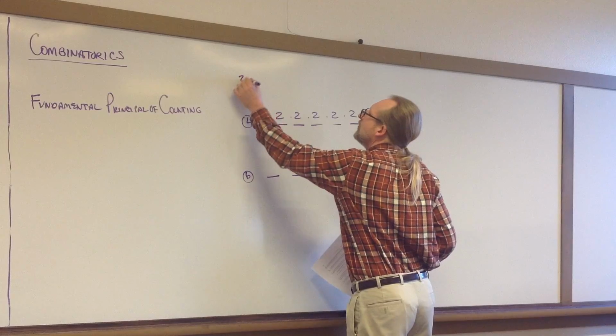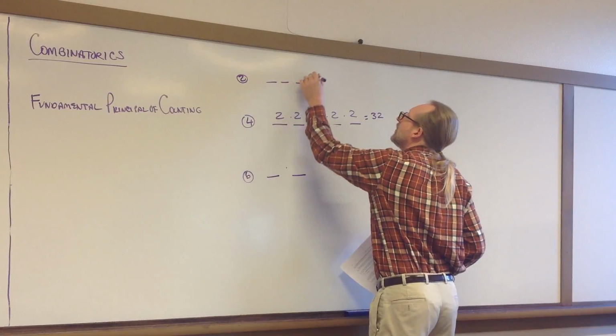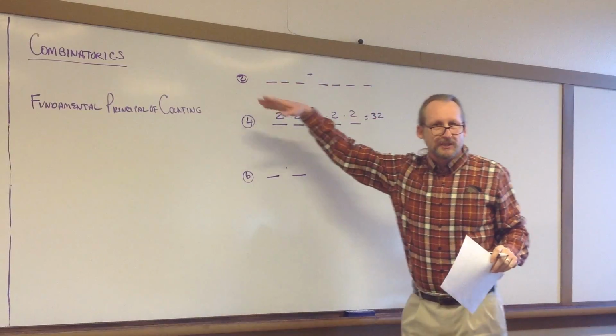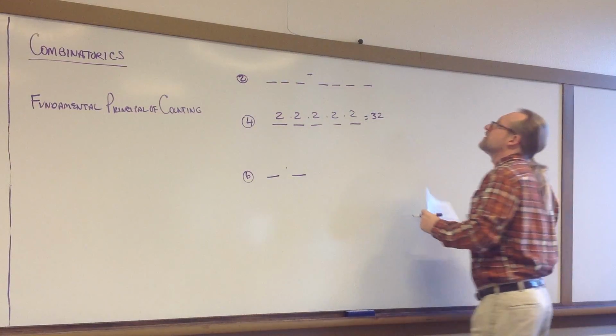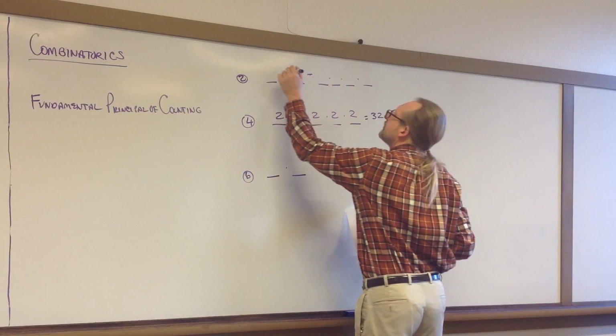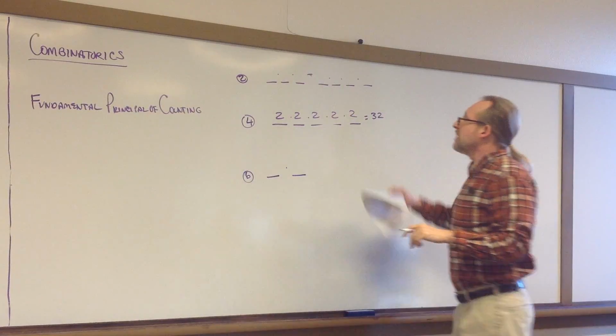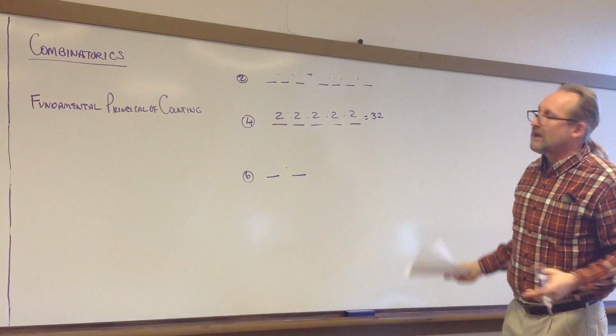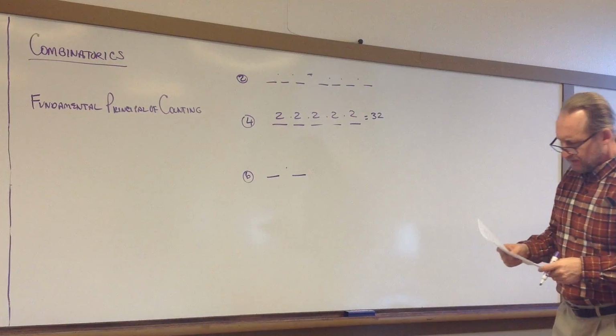multiplying something by itself 5 times. In problem 2, right, we had the phone number where there were 7 digits and there were so many possibilities for each of those positions. And so the idea is I just fill in how many possibilities there are for each place and then multiply them together. So problem 6, let's see.